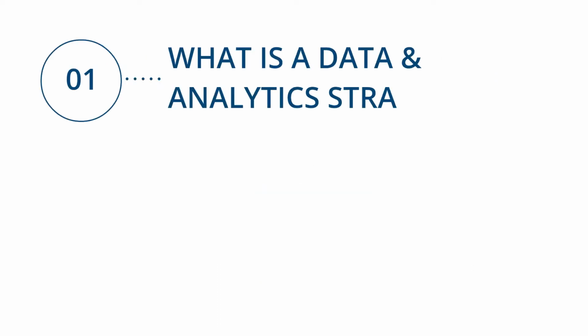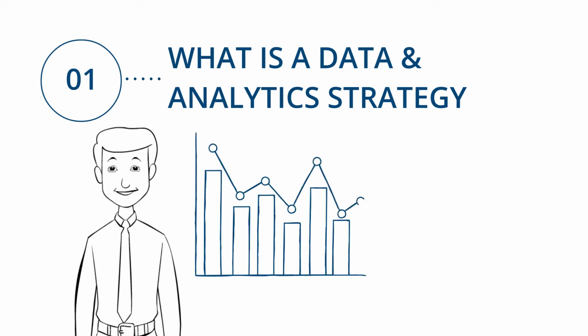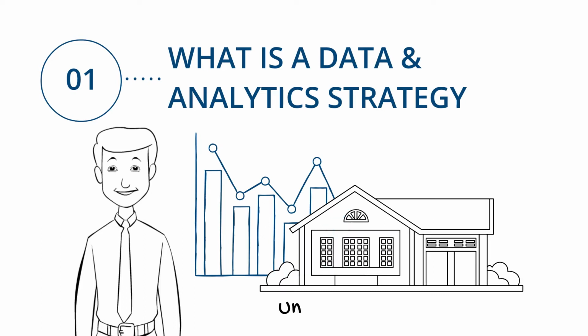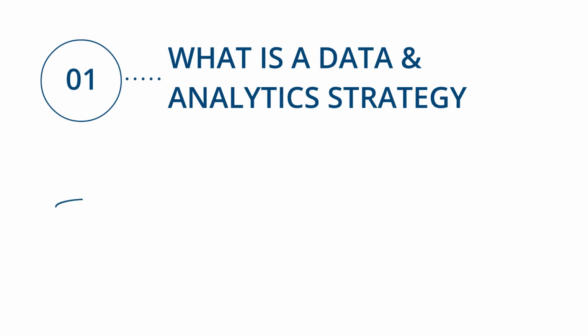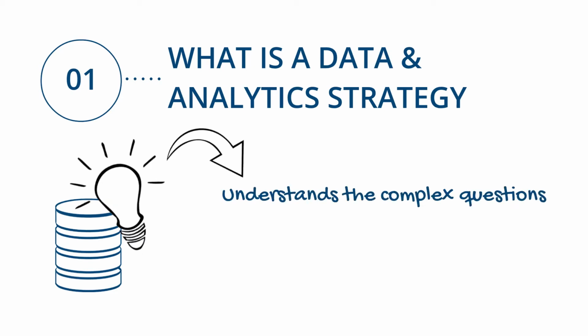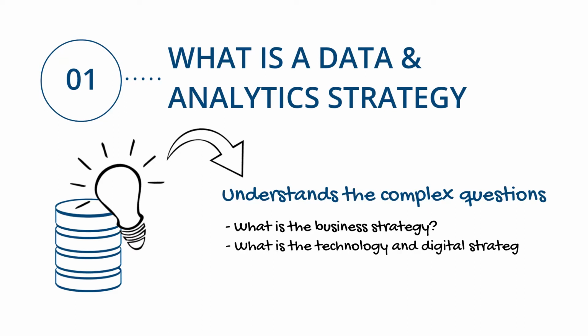What is a data and analytics strategy? There are two parts to the strategy, and if we take the house analogy again, one would never consider building a house without understanding the outcome that is required from the building of the house. And a data and analytics strategy helps lay out that outcome that is required. It understands the complex questions at a business level. What is the business strategy, the definition of success and the plan to get there? What is the technology and digital strategy that enables the business strategy? And what are the priorities?